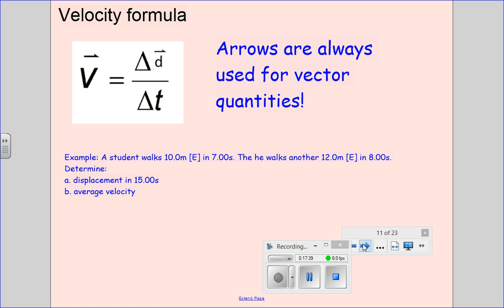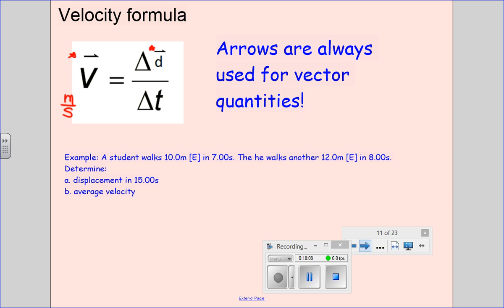So then we'll move on to the formula. You'll notice if you look at the velocity formula that it looks the same as the speed formula, except for 2 little things. In the speed formula, there was no arrow over the V and no arrow over the D. Other than that, it looks exactly the same, which means that it works basically the same way.